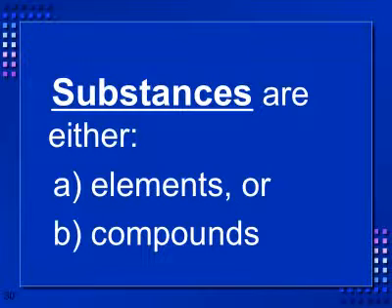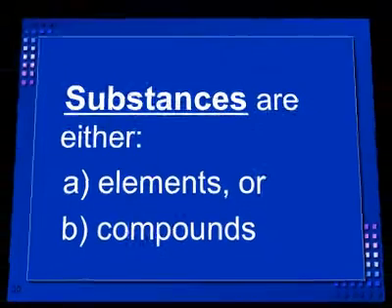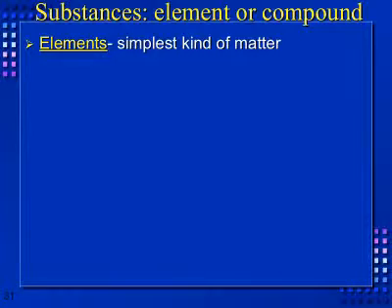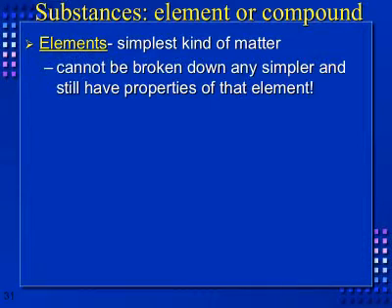Okay, so what is an element? An element is the simplest kind of matter. What I mean by the simplest kind of matter is it cannot be broken down any further. If we break an element down, we're going to break it down into protons, neutrons, and electrons. It's no longer going to be the element. It's no longer going to have those properties. So an element is the simplest form.